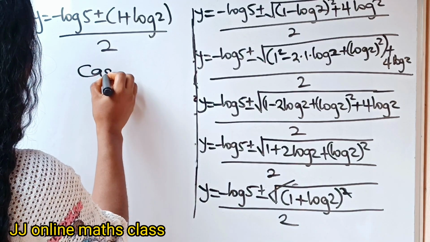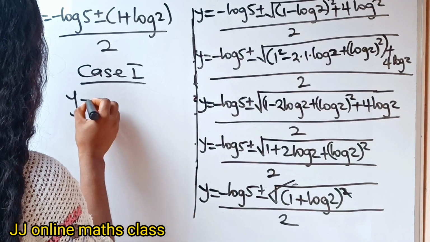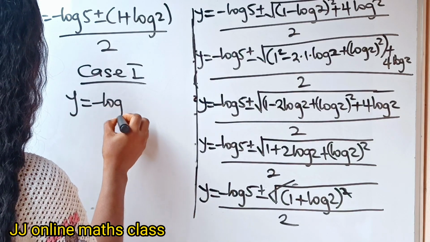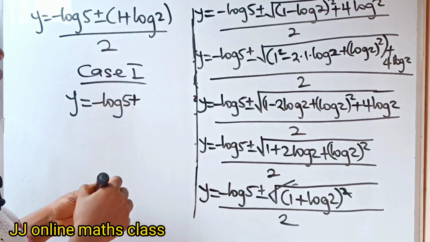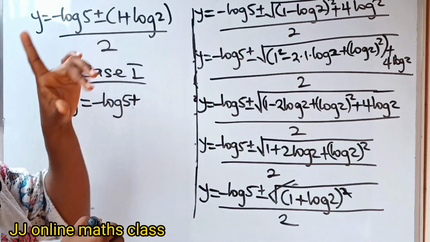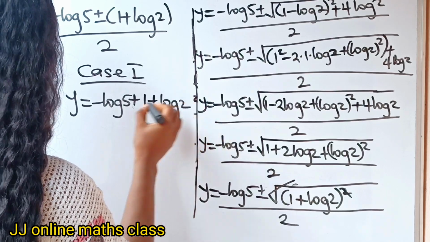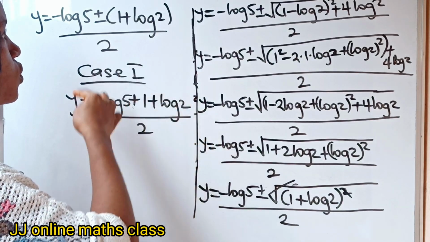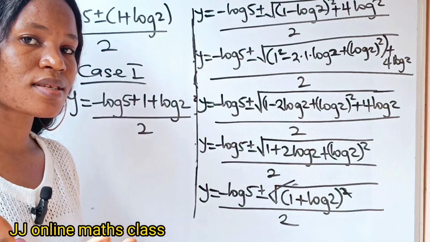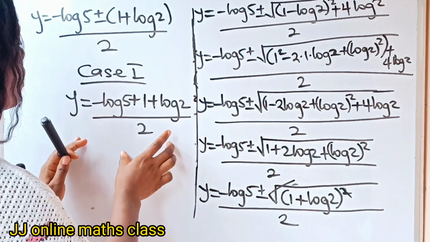So let's start with case 1. For case 1, our y is equal to minus log 5 plus or plus, we are going to take plus and leave the minus. That is for the first case. That is plus 1 plus log 2, everything divided by 2. So we are going to solve this to use it to get the value of our x. Then we are going to come back for case 2. All right, so let's continue.